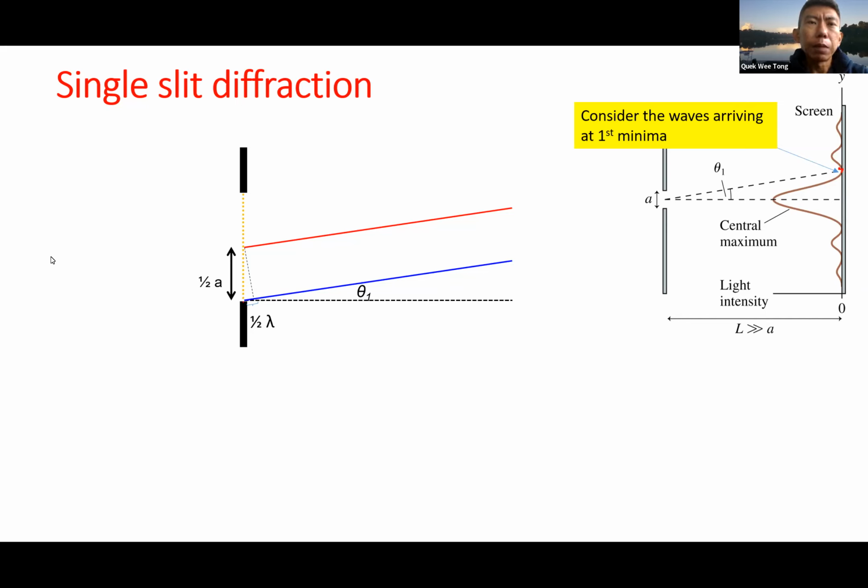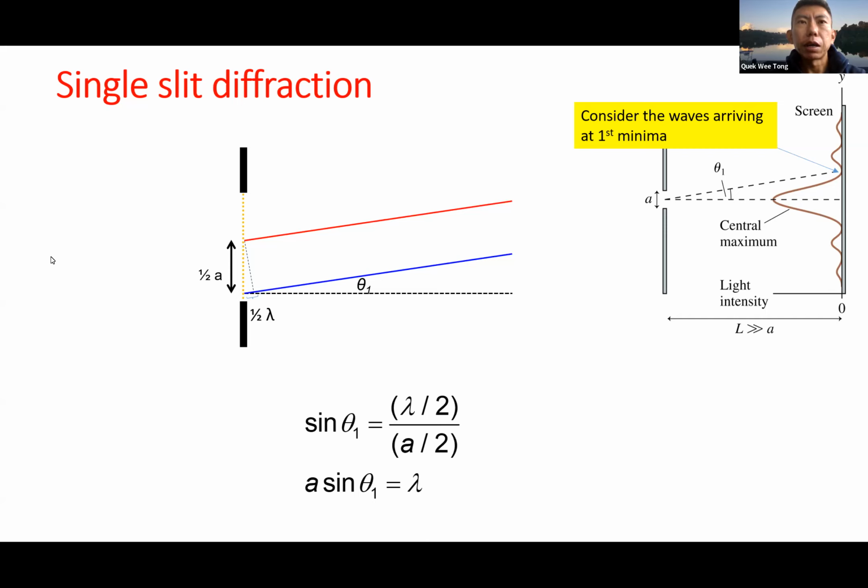Then for them to destructively interfere, one possible value of their path difference will be half lambda. If that's the case, then you can write this equation: sine theta equals half lambda divided by half a. So there you have it: a sine theta 1 equals lambda. But these two lines are just talking about waves coming from these two sources. What about all the other points?